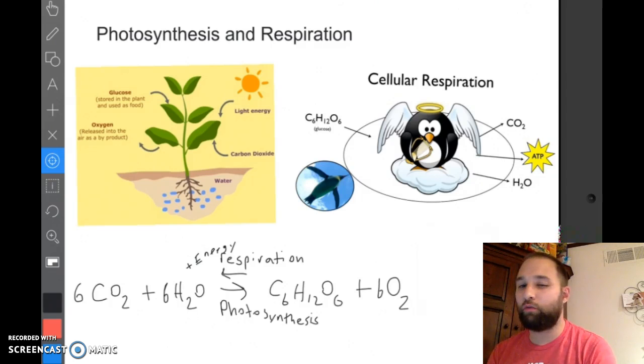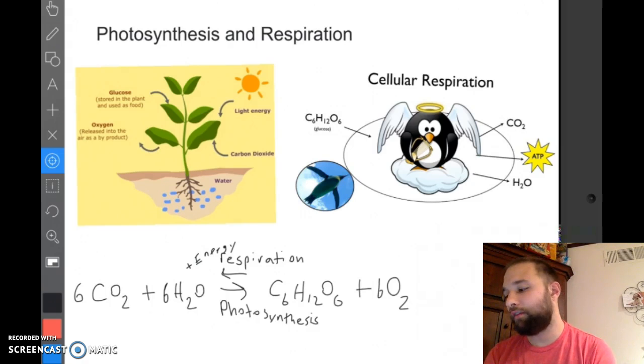This is also a very, very important concept because we're going to be talking about the relationship between respiration and photosynthesis, because they're both extremely important and very much interrelated, and it's one of the overlying main concepts of biology, actually, this whole idea of photosynthesis and respiration.